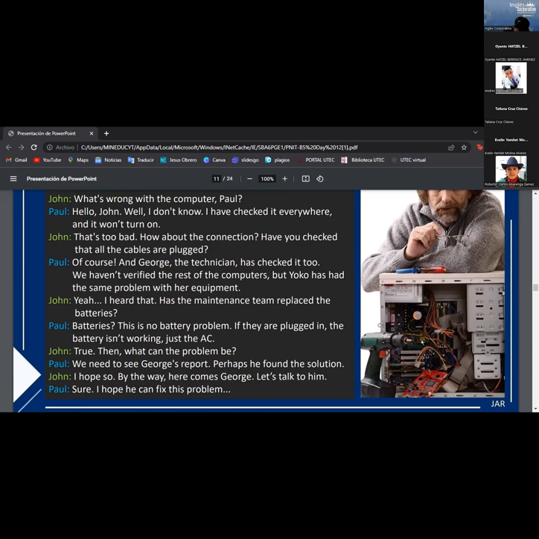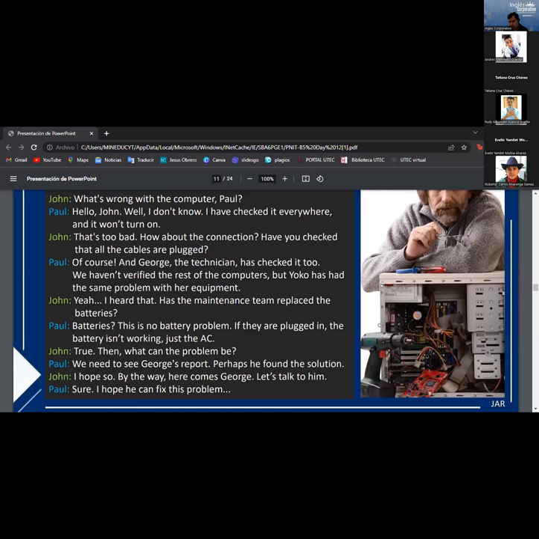What's wrong with the computer, Paul? Hello, John. Well, I don't know. I have checked it everywhere, and it won't turn on. That's too bad. How about the connection? Have you checked that the cables are plugged? Of course, and George, the technician, has checked it too. We haven't verified the rest of the computers, but Yoko has had the same problem with her equipment.